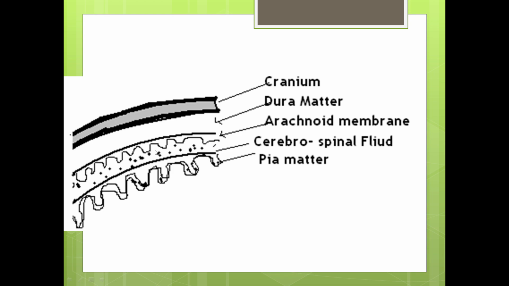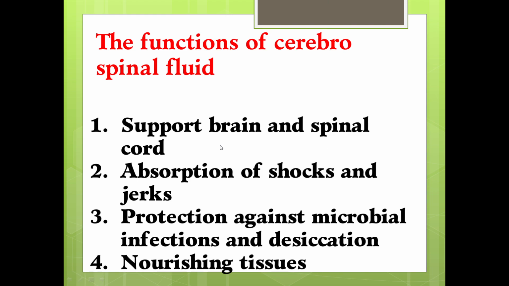In both the brain and spinal cord, it is protected by meningeal membranes, and in both, cerebrospinal fluid is found in between these membranes. This cerebrospinal fluid in between the meningeal membranes is very important and performs some important functions like this. This fluid supports the brain and spinal cord.